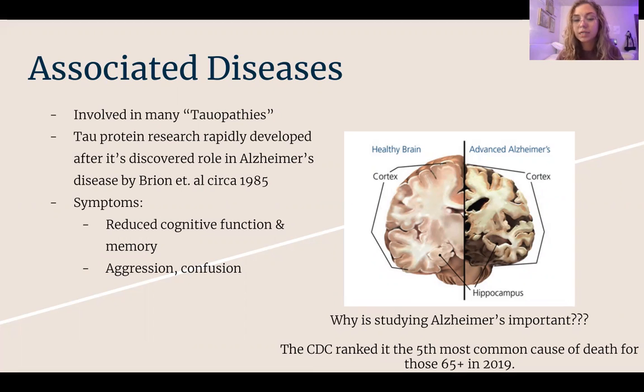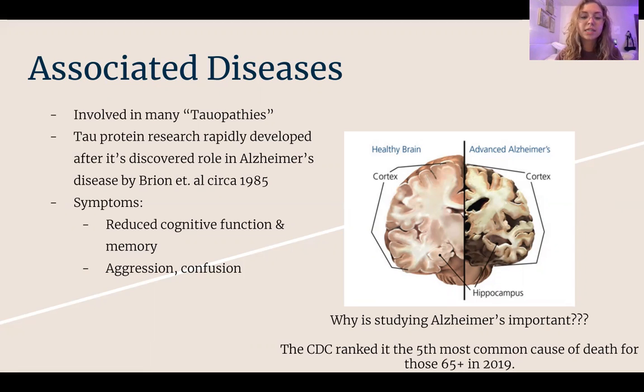So research on this protein rapidly developed after 1985, when Bryant et al. found that it was related to Alzheimer's disease, though Dr. Alzheimer did find clumps of tau protein in the brain of a patient and coined the term in 1906, he just didn't know what the protein was yet.